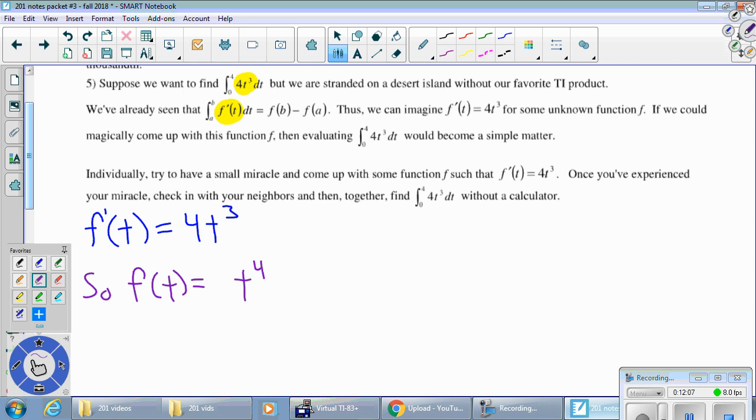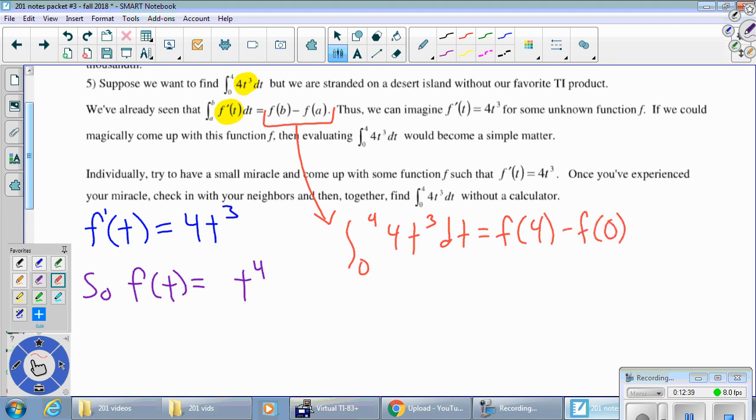And if you check, the derivative of t to the 4 is 4t cubed. I said this in another video recently, but there's actually infinitely many answers. Instead of t to the 4th, you could do, for example, t to the 4th minus 36, and that would also work. We're just going to do t to the 4th right now. And so now we're going to use our fundamental theorem to evaluate this integral. Integral 0 to 4 of 4t cubed dt is equal to f of 4 minus f of 0. Remember, it's always top minus bottom.